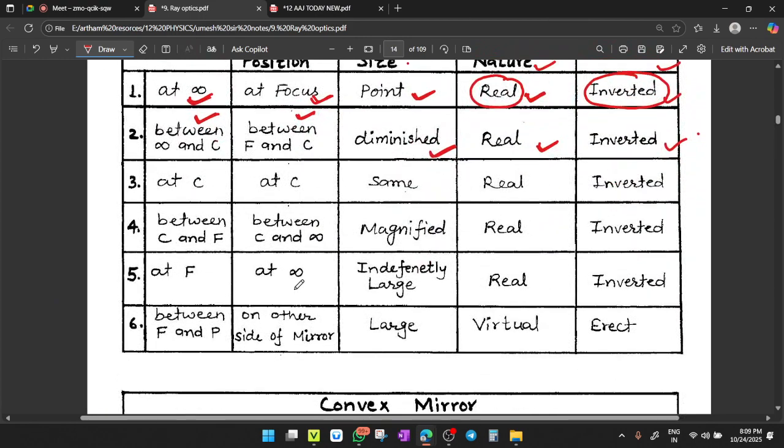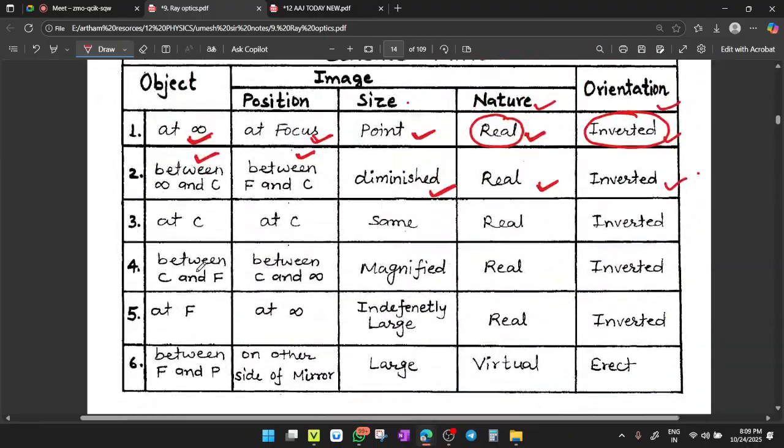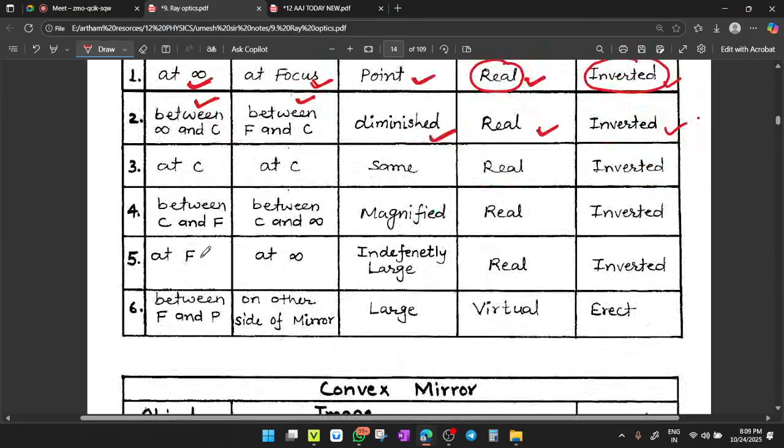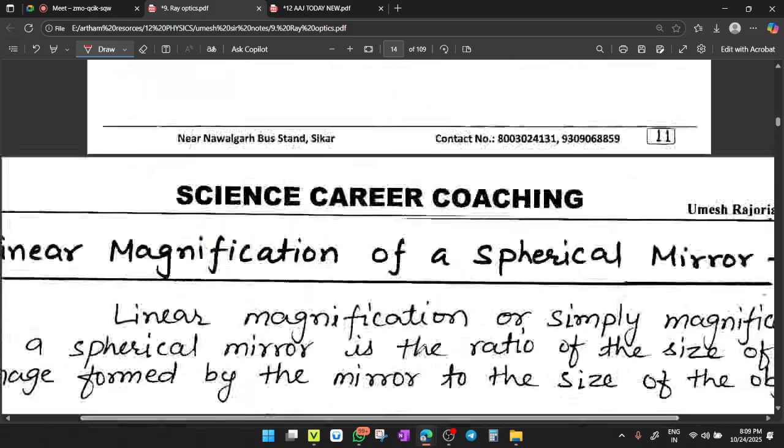Clear? So in the same way you have to do all the points, okay, and make each type of image formation in your copy, for convex mirror and concave mirror.